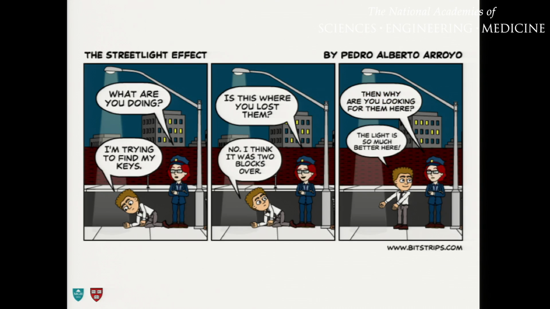But there's a more fundamental limitation of this approach, and I'd like to describe this as the streetlight effect. So you have this example here where you have a cop coming up to a guy who's looking for his keys. And she says, is this where you lost them? And he says, no, I think it was 2 blocks over. And she says, then why are you looking for them here? And he says, well, because the light is so much better here.